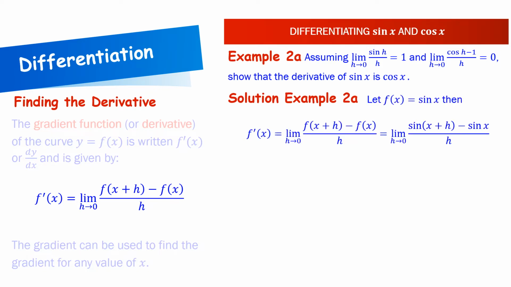We're going to begin by letting f of x equal sin x, and then apply this to our formula for the derivative. So we have f of x plus h is sin x plus h, as shown. f of x is sin x, as shown. And h remains as it is in the formula.